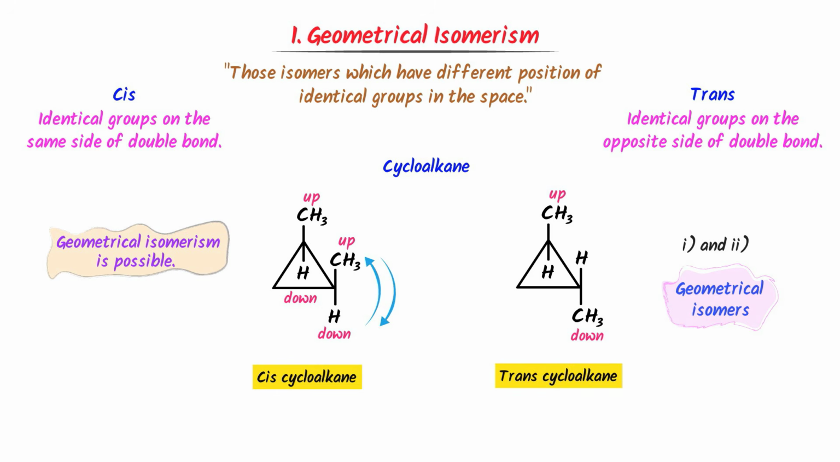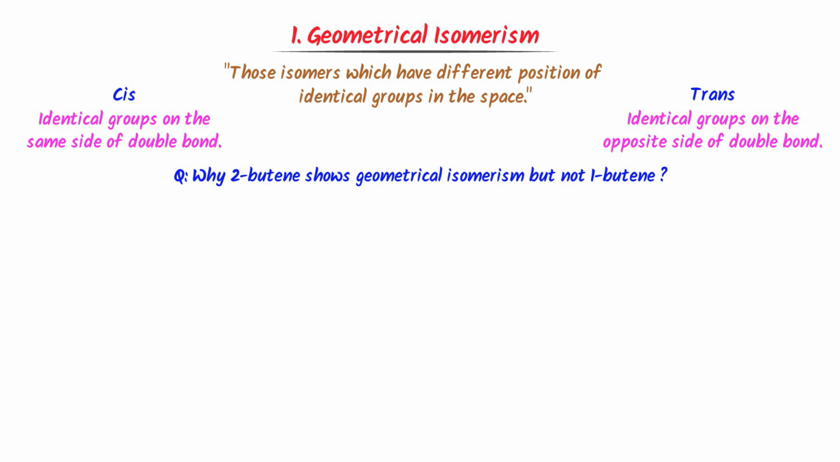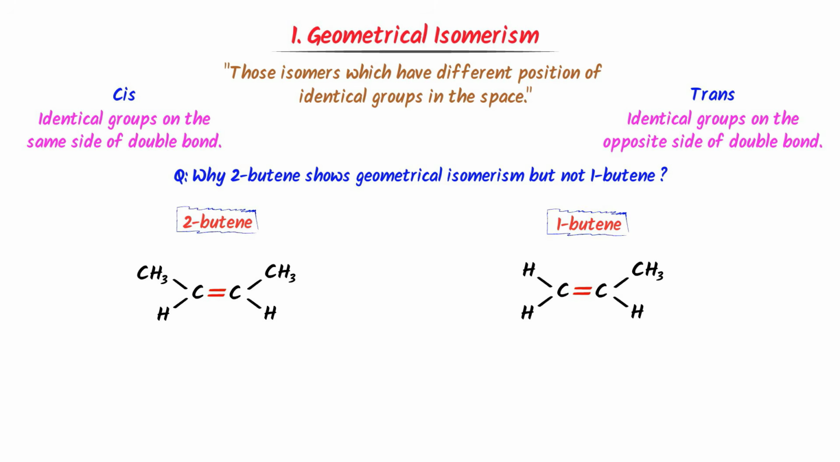Let me teach you another important question. Why does 2-butene show geometrical isomerism but not 1-butene? Well, consider 2-butene and 1-butene. Now I write 1, 2, 3, 4. The double bond is present at the second position. We call it 2-butene.